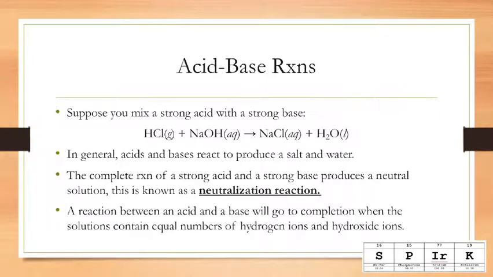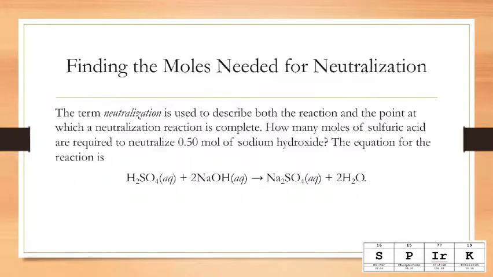A reaction between an acid and a base will go to completion when the solutions contain equal numbers of hydrogen ions and hydroxide ions. So we can find the moles needed for a neutralization. The term neutralization is used to describe both the reaction and the point at which a neutralization reaction is complete. How many moles of sulfuric acid are required to neutralize 0.50 moles of sodium hydroxide?